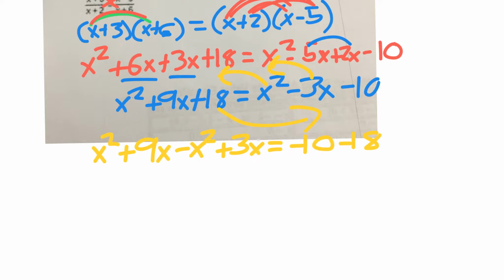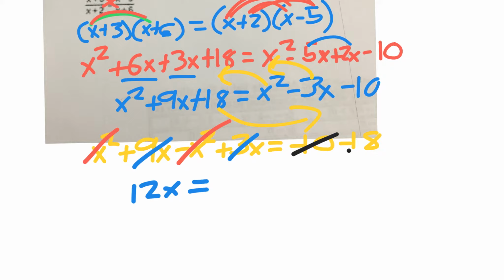Okay, now combine them. Do I have anything that is like x squared? A negative x squared. So what is x squared minus x squared? 0. That term's gone. Next, I have a 9x. Do I have anything like 9x? 3x. 9x plus 3x is 12x. So that's everything on the left side. Now on the right, I've got a negative 10 and a negative 18. Those combine to give negative 28.